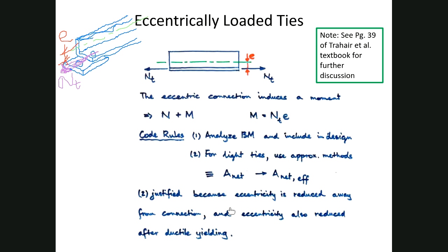The justification for being able to use this simplified method is that the eccentricity is reduced away from the connection, and the eccentricity also reduces after ductile yielding. So if we take this example in here, in this part of the section, at that stage I have a uniform stress throughout the section. So whatever the stress is here, it's the same stress all the way along.